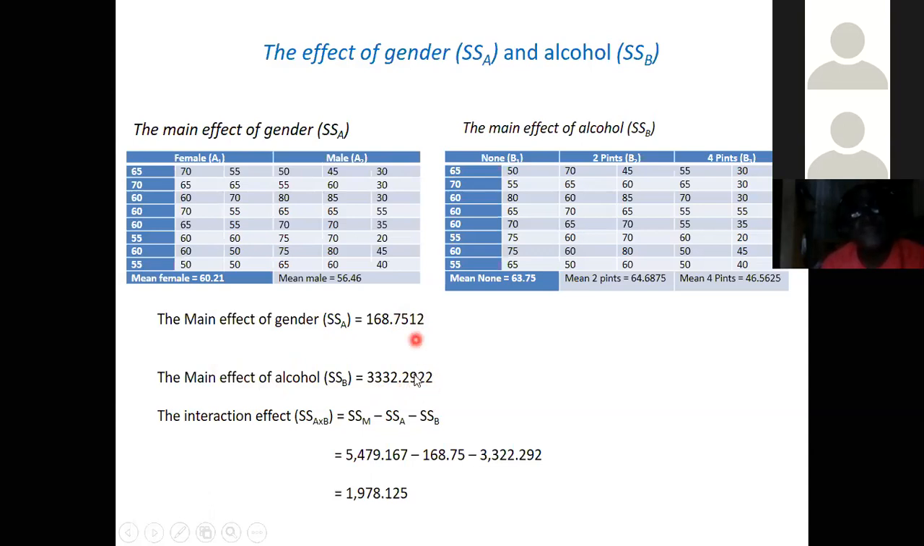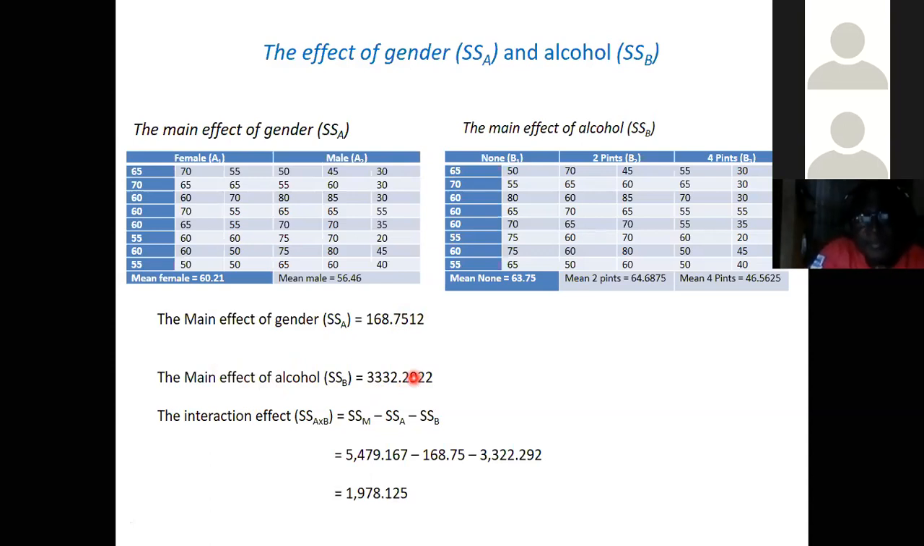3,332.2922. If you add the 2 together, it's not up to the sum of square between we calculated, which is 5,400 something. So the difference you are seeing is the interaction effect. If you want to know the interaction, you have known the main effect of each of them, the contribution of the sex and gender and that of alcohol.